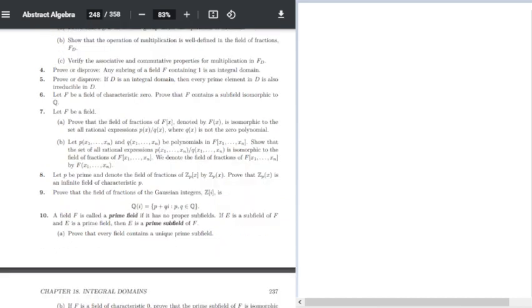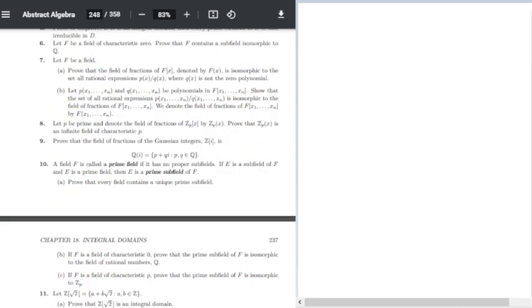All right. Oh my gosh, I did this before. At least I caught it earlier this time. Let F be a field, and for this, it's basically the switching of the brackets for the fractions in both of these. Let p be prime, and denote the field of fractions of Z_p[x] by Z_p(x). Prove that Z_p(x) is an infinite field of characteristic p.